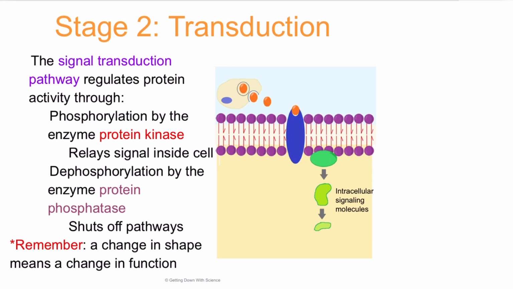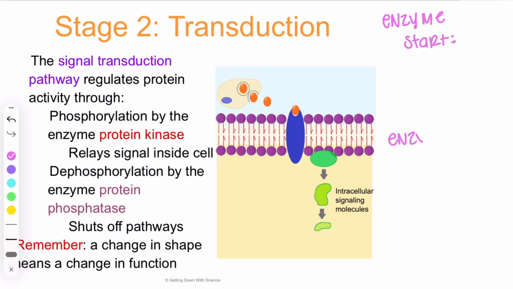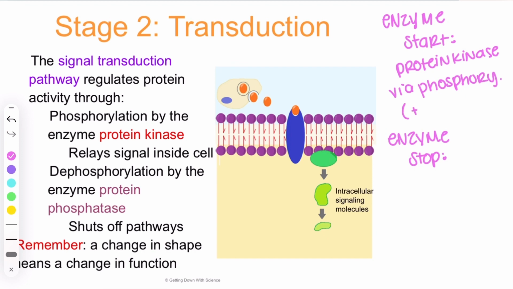Dephosphorylation, which is when I'm going to be removing a phosphate, happens by protein phosphatase. So this is going to shut off the pathway. So you might be asked which enzyme helps start the pathway and which enzyme helps stop the pathway. So for start, that's going to be a protein kinase via phosphorylation, which we know is adding a phosphate from ATP.